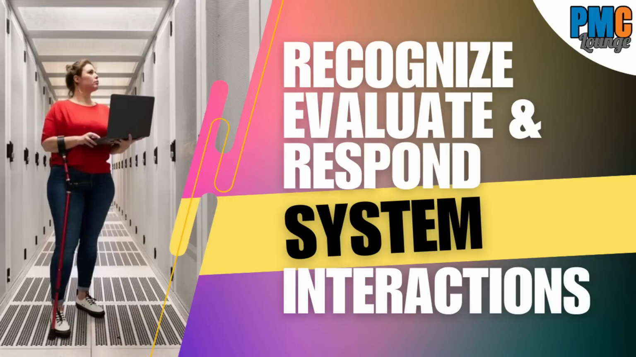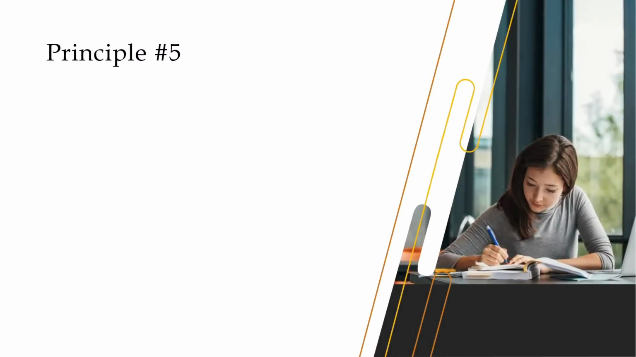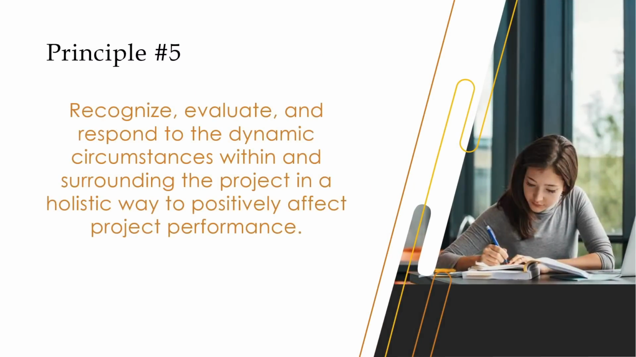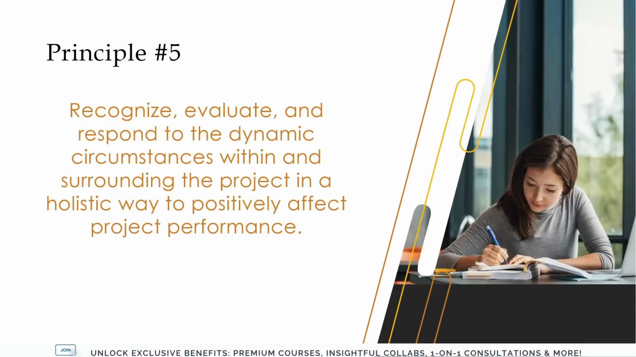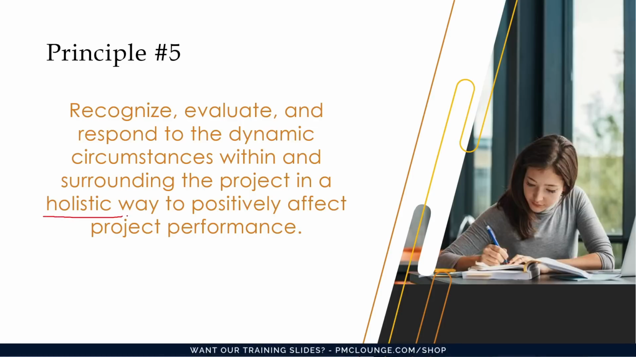So, what is the fifth principle of project management? Recognize, evaluate, and respond to system interactions. So, what does it say? It says you should recognize, evaluate, and respond to the dynamic circumstances within the project as well as the surrounding of the project in a holistic way. So keep track of the larger picture. And this is going to positively affect the performance of the project.